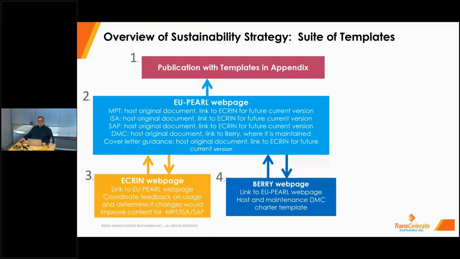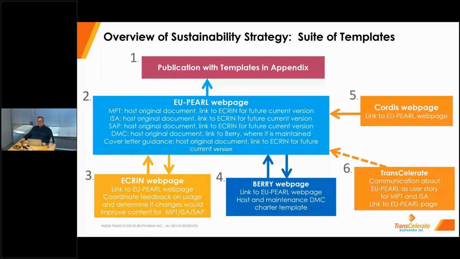And of course, there are links available to the Berry webpage with the link to the EU-PEARL webpage, and they will be hosting and maintaining the DMC charter template. And last but not least, there's a link on the CORE webpage, which links back to EU-PEARL. And within TransCelerate, we have communication about EU-PEARL as a very fine user story for the master protocol template and ICH, with a link back to the page. So lots of places where you can get your information.